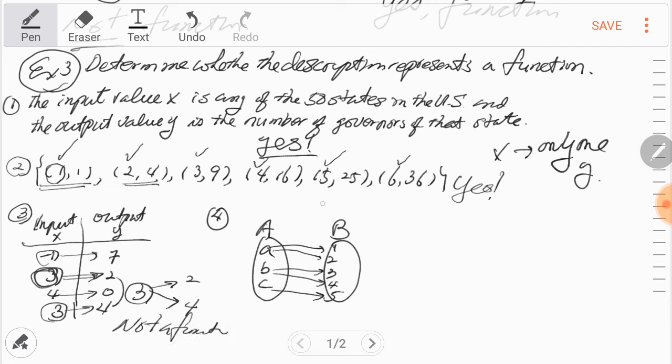How about A? The relation from A to B is: this input A has outputs 1 and 2. This is not a function, because an input must have only one output, but it has 2 outputs. Even this one, the input B has 2 outputs, 3 and 4, so it's not a function.